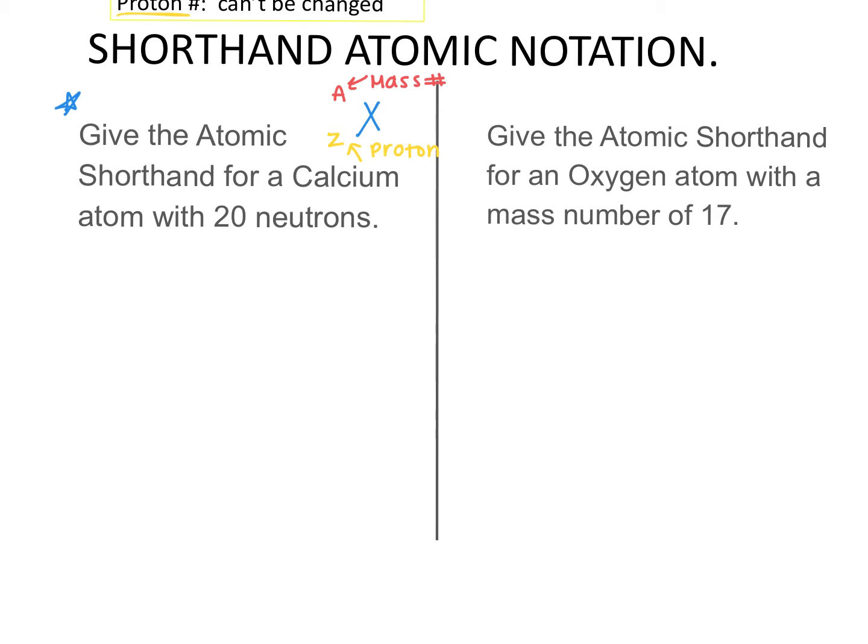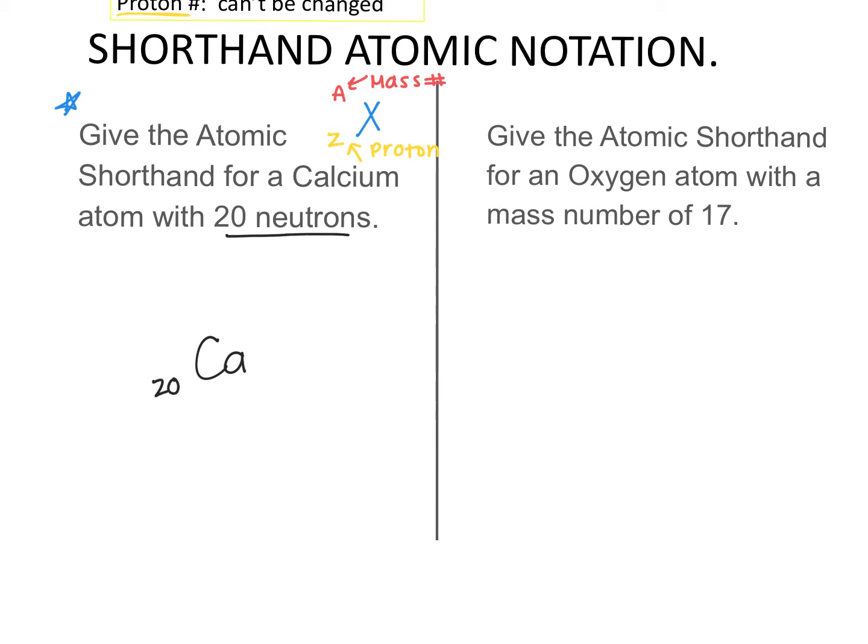The first one is give the atomic shorthand for a calcium atom with 20 neutrons. If you go to your periodic table, you would see that calcium is a Ca. That is going to represent my X, so I put that there. Next, I find out my proton number. My atomic number for calcium is 20. I will put that in the bottom. I give you 20 neutrons.